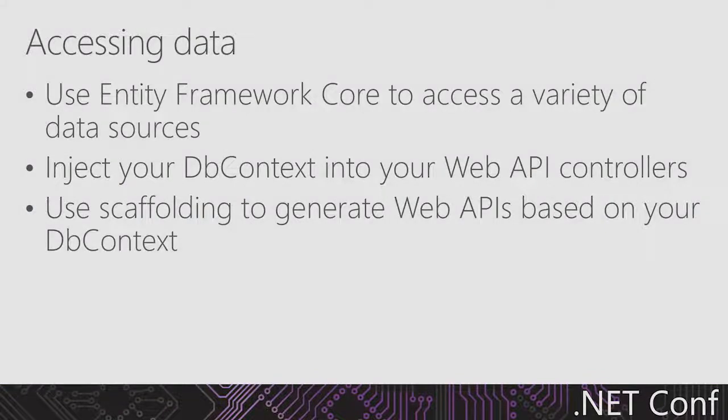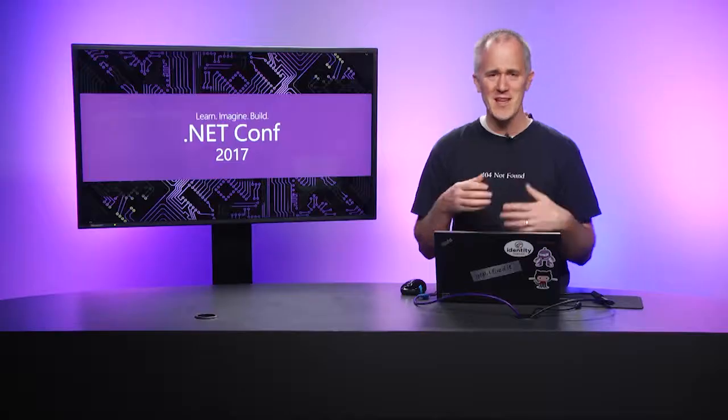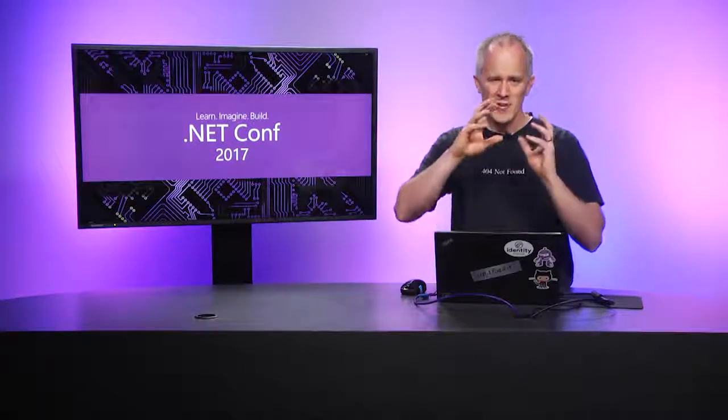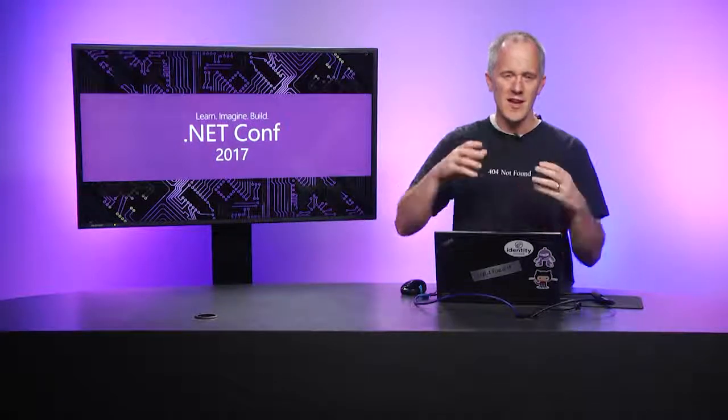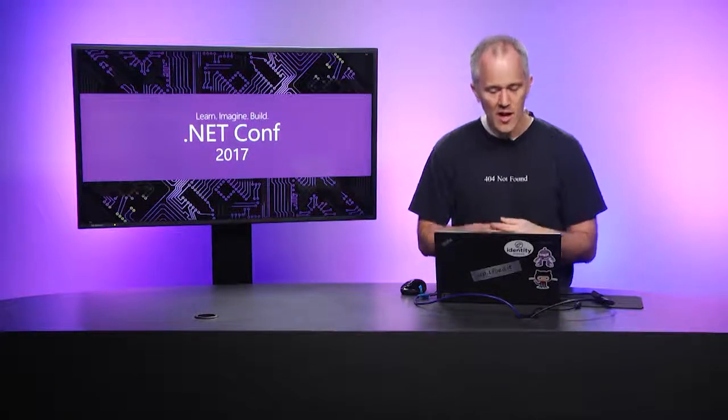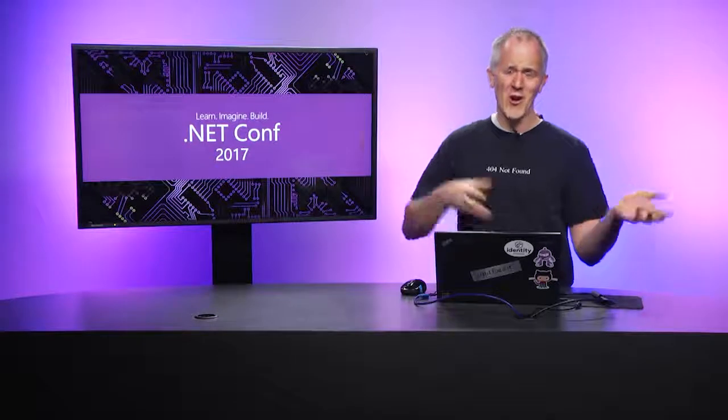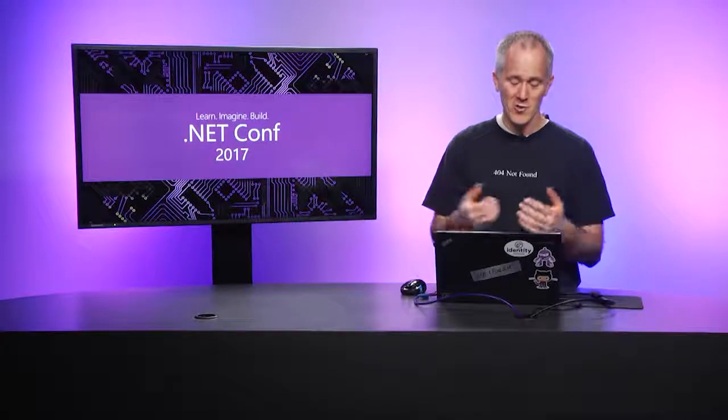All right. Let's talk about accessing data now. So far, we've just been playing around with data in memory, really just messing around at the HTTP layer and implementing the semantics of HTTP. But with web APIs, you're going to want to hook it up to some data at some point. How can we do that?